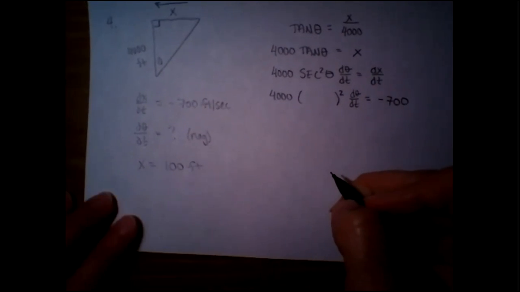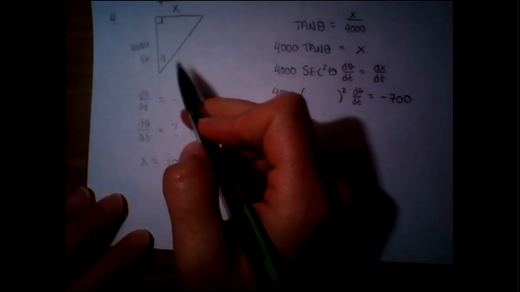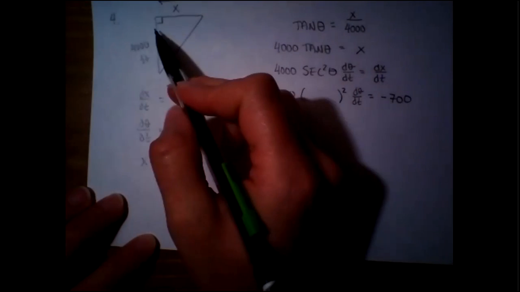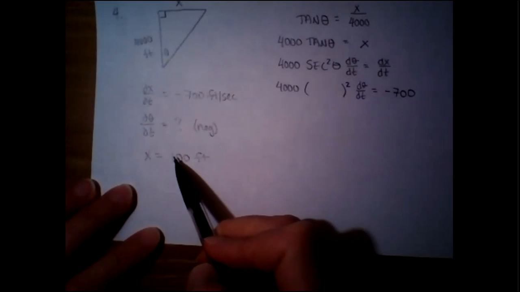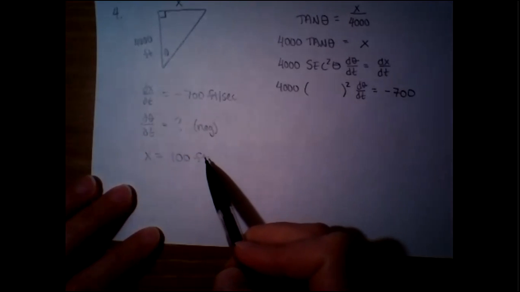All right, so we're gonna have to come back to the original relationship here, the original triangle. I'm actually not gonna use this. I'm just gonna redraw the triangle and put in what we know. We know that x is 1,000.